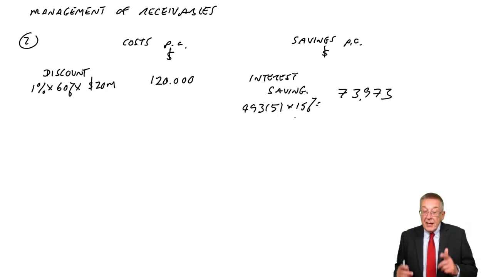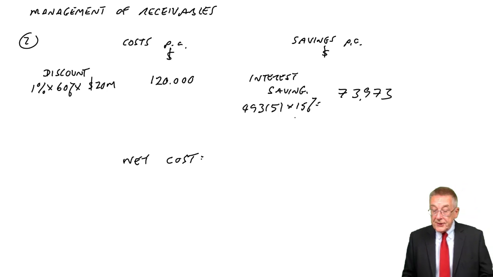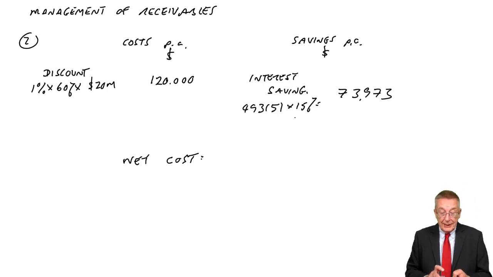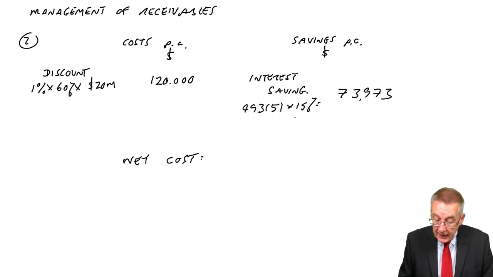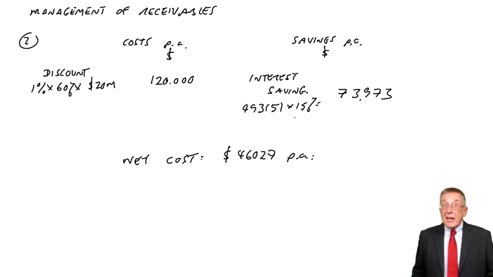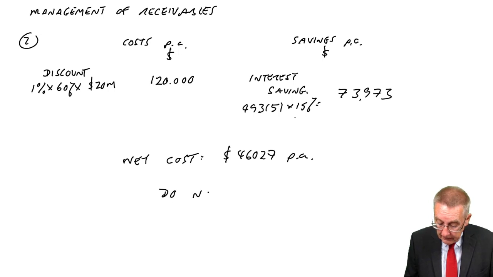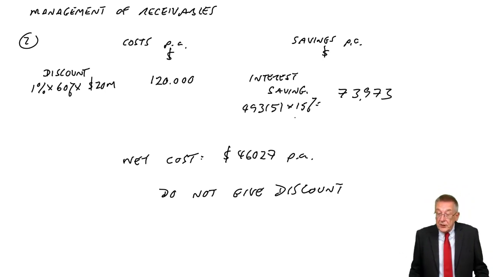Compare the two. Here, there's a net cost of the difference. It's costing 120,000 to give the discount. We're saving 73,973 interest. So a net cost of 46,027. And because it's a net cost, it's not worth giving the discount. And there we are. Had there been a net saving, of course, we should give the discount. But here, it's not worthwhile.